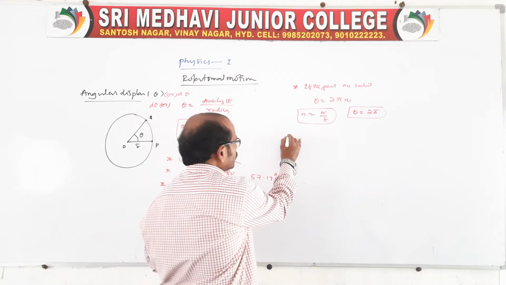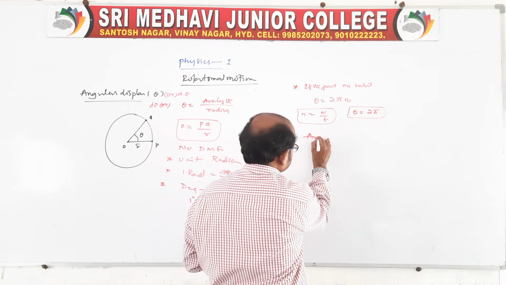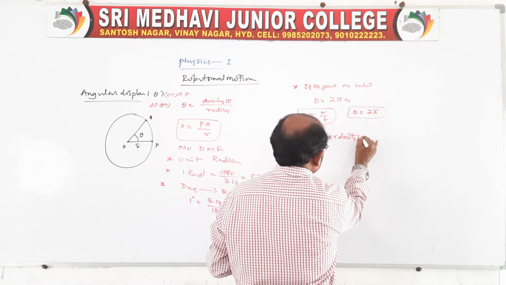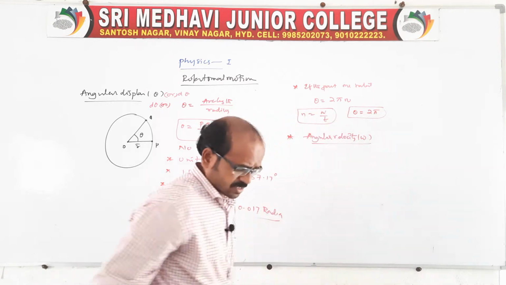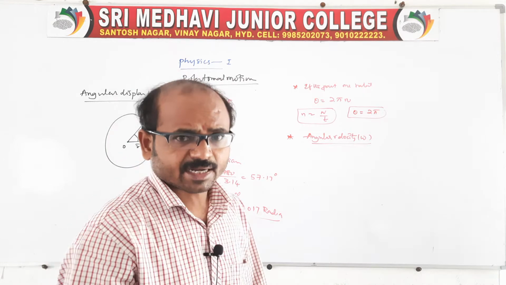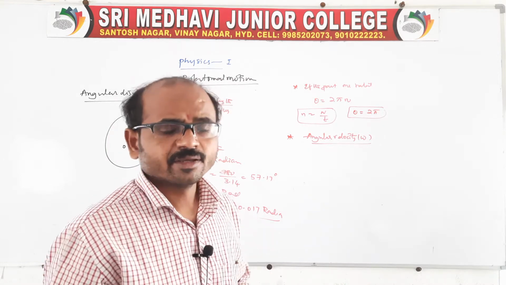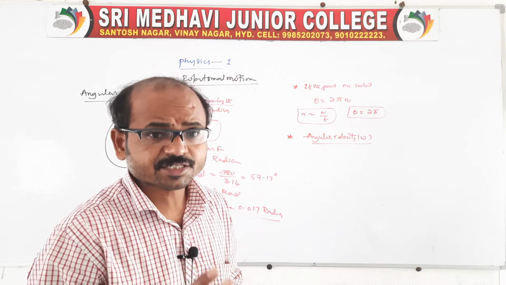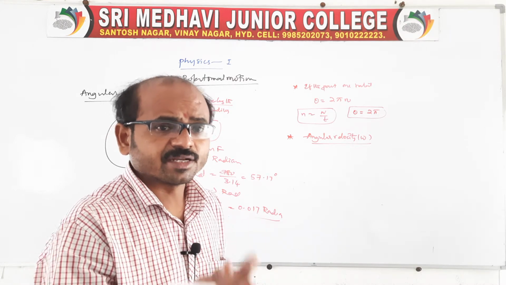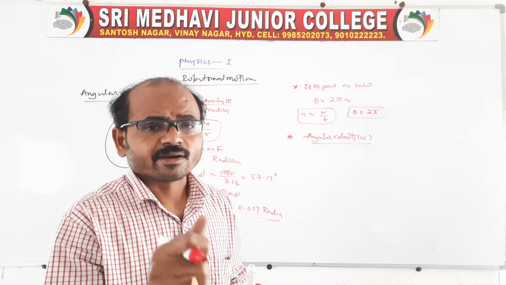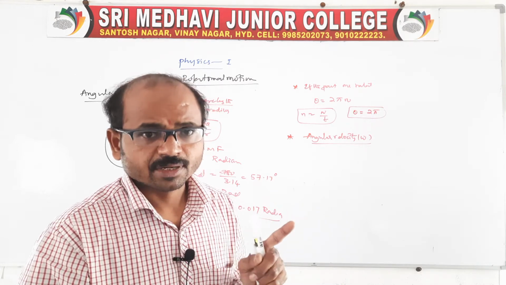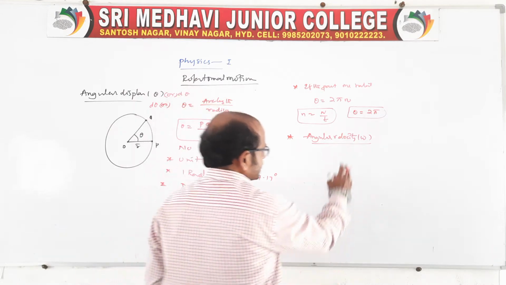Now I'll move to angular velocity, because in this chapter these are all very important. Angular velocity is an axial vector. It's not a scalar. It is an axial vector, and the direction of angular velocity we can determine by using the right hand thumb rule or the right hand screw rule.